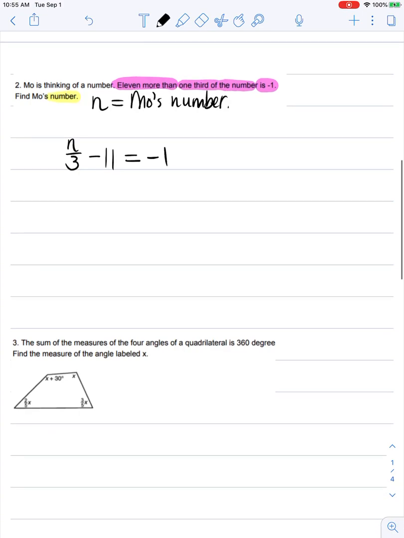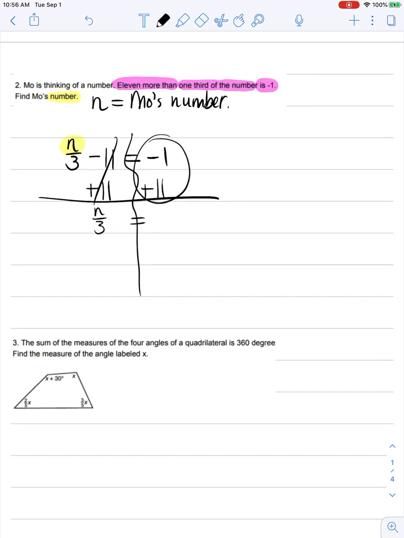Step 3 says to solve the equation. So let's do what we know how to do. And again, this one, it just looks like I need to use inverse operations to isolate the variable. So I'm going to add 11 to both sides. So I have n divided by 3 equals negative 1 plus 11 is 10. I still need to multiply by 3 on both sides to isolate that n. So n equals 10 times 3 is 30.